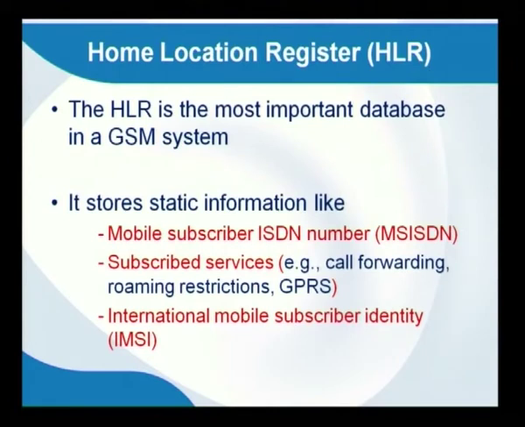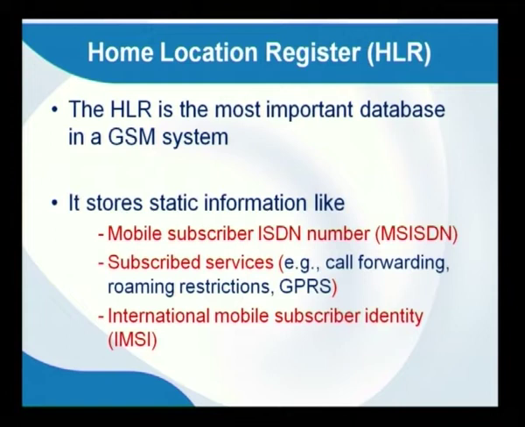The HLR stores various kinds of information. Let us discuss them one by one. First of all, it stores the mobile subscriber ISDN number, that is MSISDN, and it stores the subscribed services. For example, a particular user can be subscribed to any number of services supported by the GSM network. For example, call forwarding services, roaming restrictions, or they can avail GPRS, that is, General Packet Radio Service. So, this kind of information can be stored in the HLR. Based on that, the users will be charged, to maintain the account details and charging and all.